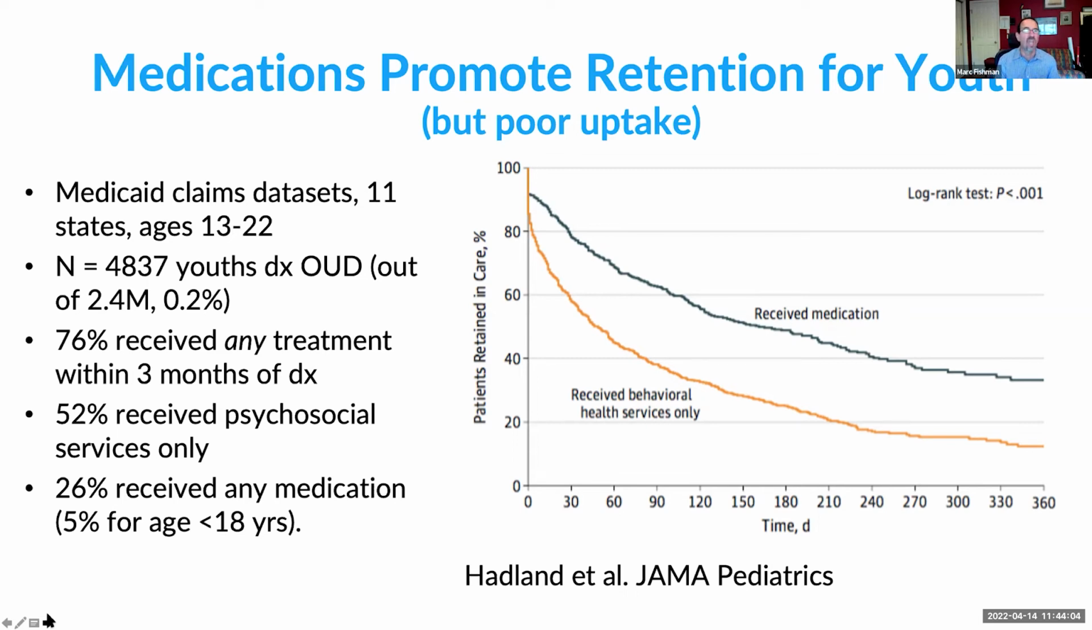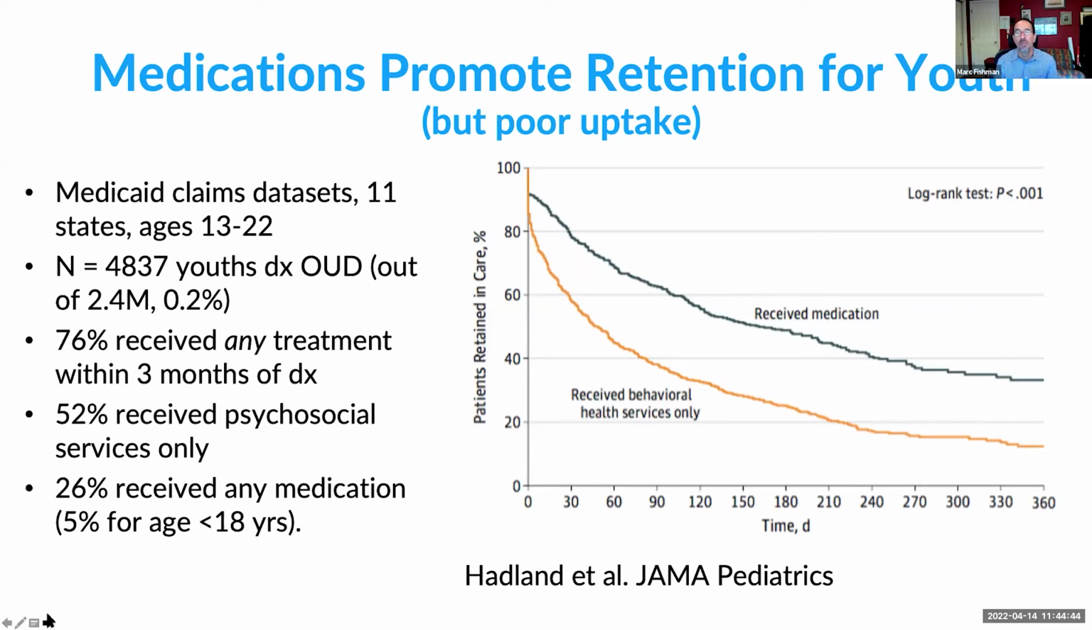But all right, let's say we've gotten to detection. Somebody's noticing. It turns out that only three-quarters of these young people received any treatment whatsoever for OUD, even after an explicit diagnosis. And half of them received counseling alone, and a quarter received any medication. And for those under 18, that is adolescents, it was only 5% received medication. So we're not doing a very good job disseminating medication treatment for OUD.